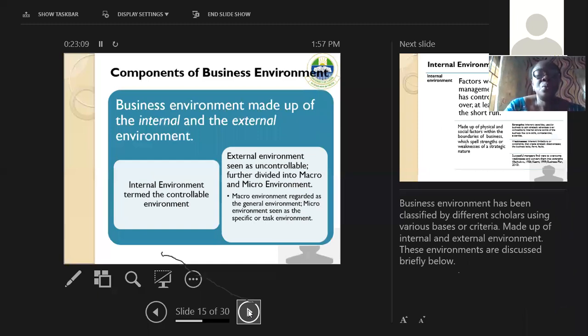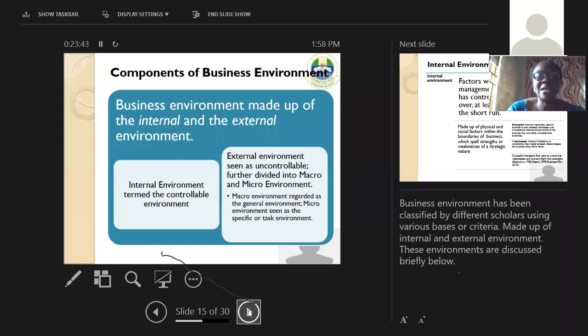Now, what constitutes business environment, or how do we see business environment? From knowledge and research, there are basically two types of business environment. You have the internal environment and you have the external environment. What is the internal environment? The internal environment is usually termed the controllable environment, because it is within the domain of the organization to make changes when need arises.